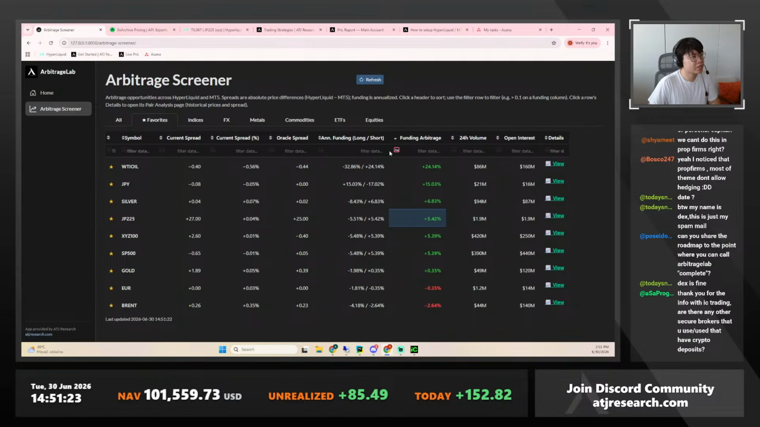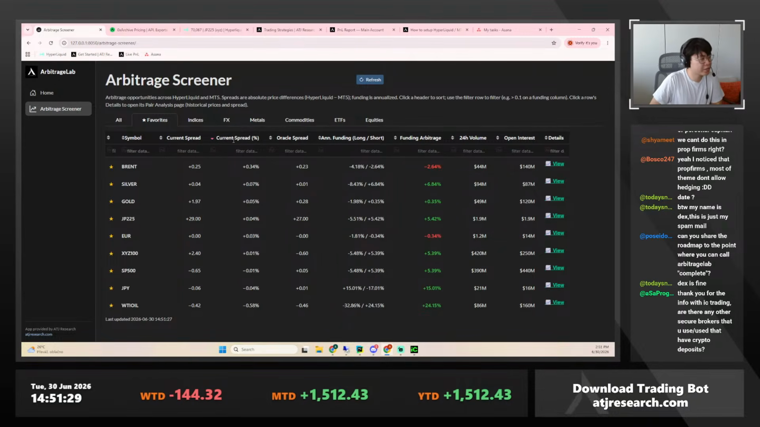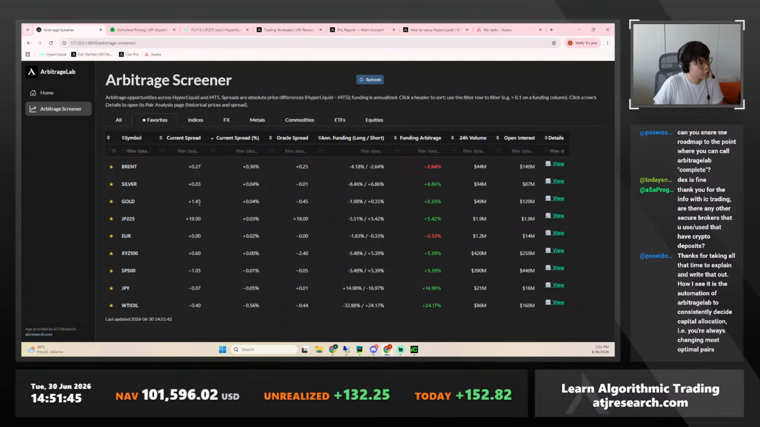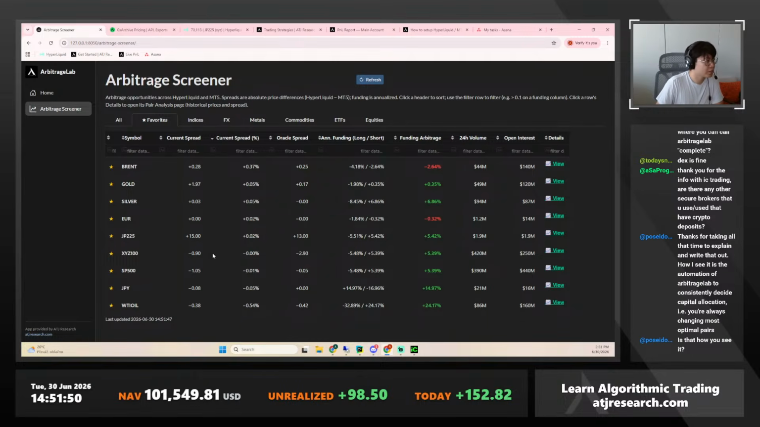And these are just the current opportunities. Or if you just want to look at high spread, this is the cross exchange spread, right? I have to add it. This is not a bid ask spread. This is basically the difference between Hyperliquid and MT5. I will add that. Maybe I will add some information icons. But you see that Brent oil on Hyperliquid is 27 cents more expensive than MT5. Gold right now is 1.45 cents more expensive than MT5, and so on and so on.